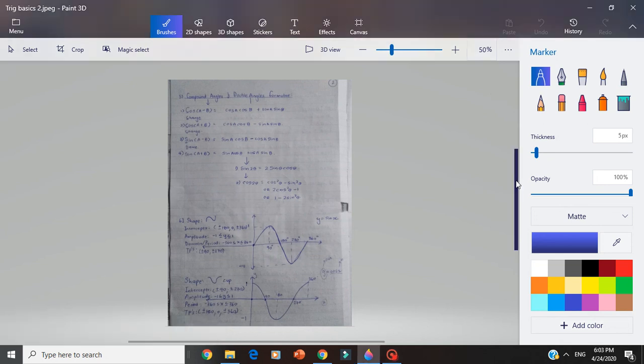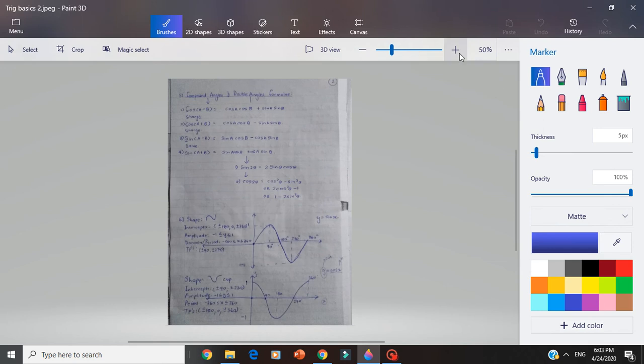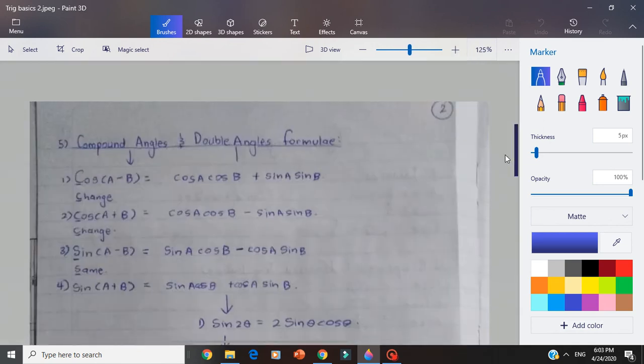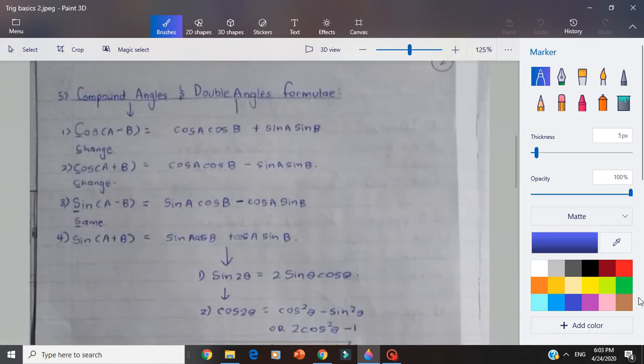Today we're going to be dealing with the second part of some basic trigonometry equations and trig graphs. Okay, so let's get right into it. The first thing we're going to discuss today is the compound angles and double angles formulae. The best way to remember this is going to start like this.